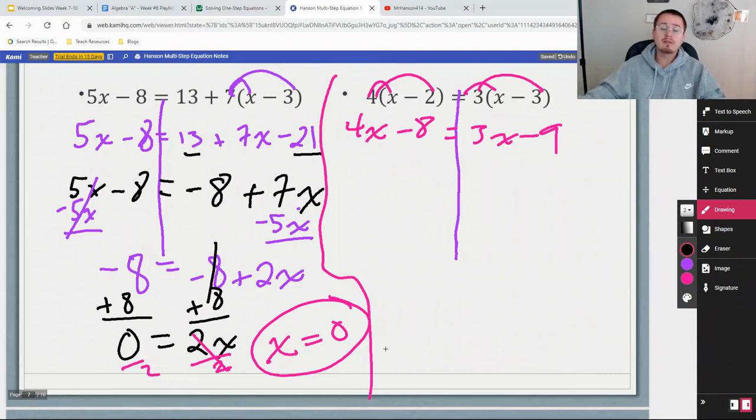Now I'm going to ask myself which x is smaller, 4x or 3x. Obviously 3x. How do you get rid of a 3x? You subtract 3x on both sides. You're going to get x or 1x. You can write either way.